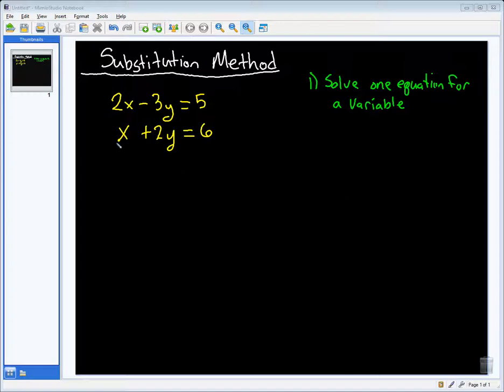So in this case, I would solve for this x because it's already all by itself. To do that, I would subtract the 2y from both sides. And I would get the equation that x is equal to 6 minus 2y.